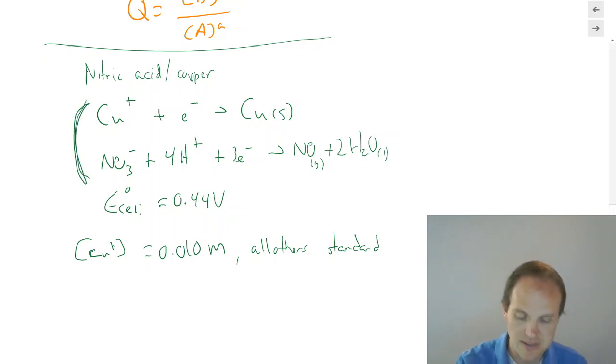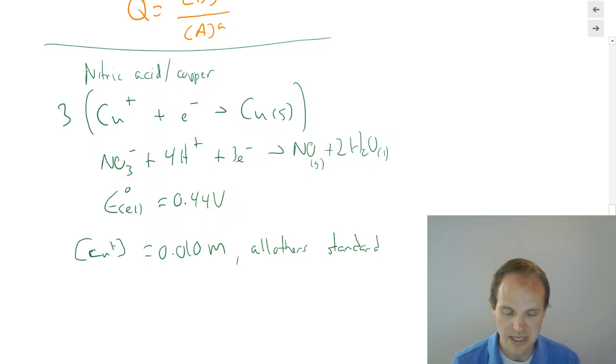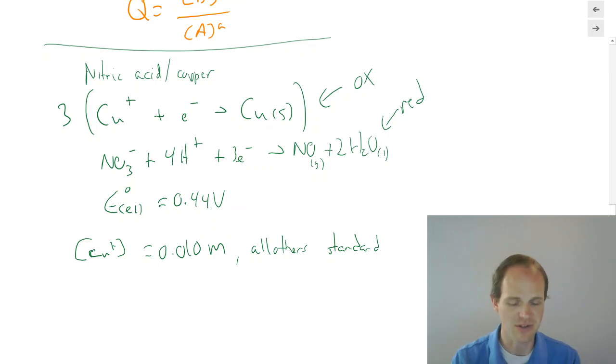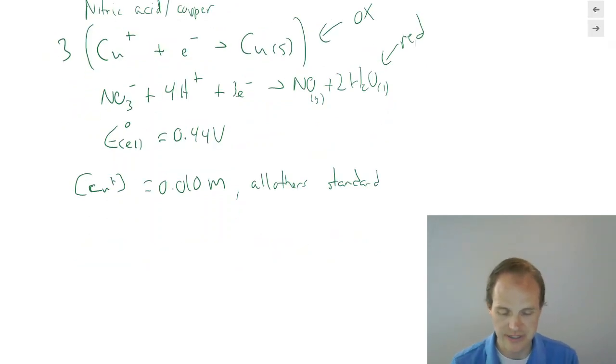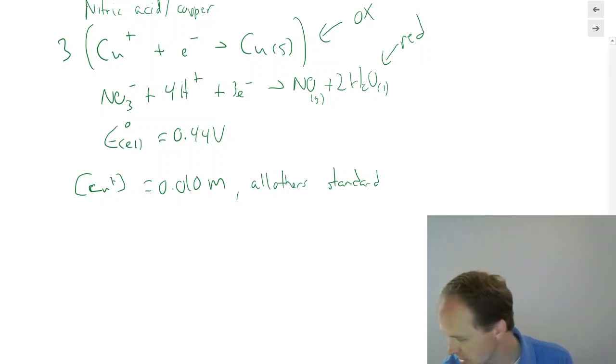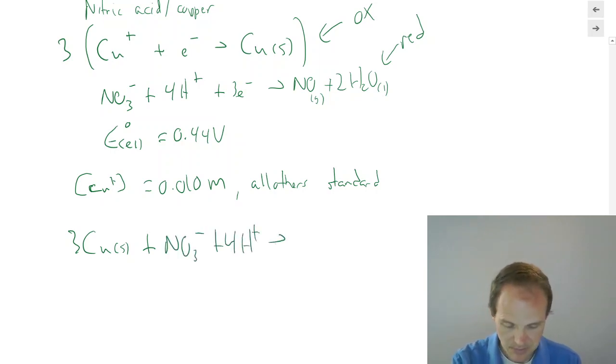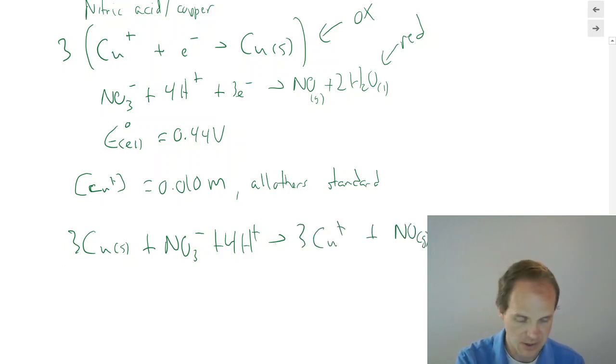Well, we need to write this as an overall balanced electrochemical reaction, which means we need to multiply this one by 3. And was it reversing it or keeping it separate? This one, if you remember, was reversed. This is the one that was oxidized. This one was the one that was reduced. If you can't remember that, you can look up those cell potentials and remind yourself from a previous video. So what you end up with is a reaction that looks like this: 3 Cu solid plus NO3 minus plus 4H plus goes to 3 Cu plus plus NO plus 2H2O liquid.